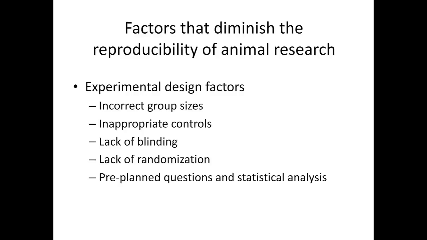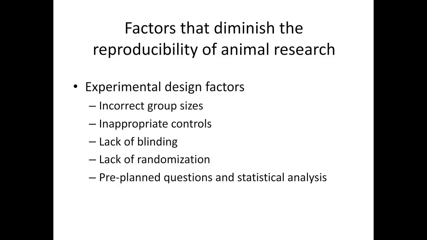Control should be appropriate. Basically, you want to control for everything that you can except for the one factor that you are manipulating. You want your groups to be identical. And this is perhaps easier said than done for some reasons we'll talk about later, but maintaining your animals in strict parallel circumstances throughout the course of the study is really important.